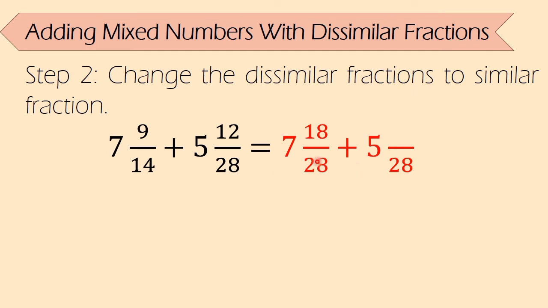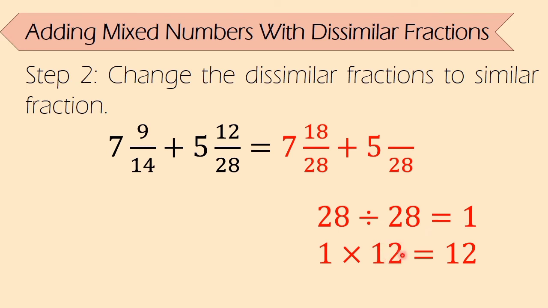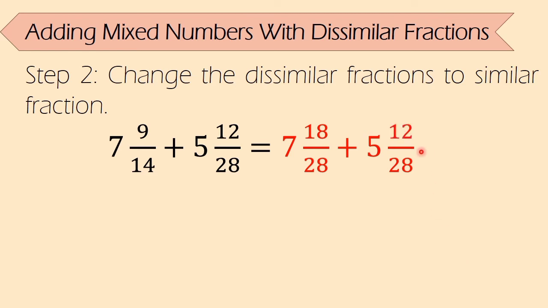And then let's proceed to the other mixed number, which is 5 and 12/28. So we are going to divide 28 by 28. So 28 divided by 28 is equal to 1. And then we are going to multiply 1 and 12, which is our old numerator from 5 and 12/28. So 1 times 12 equals 12. And then our new numerator is 12. So from 12/28, we now have 12/28 too.